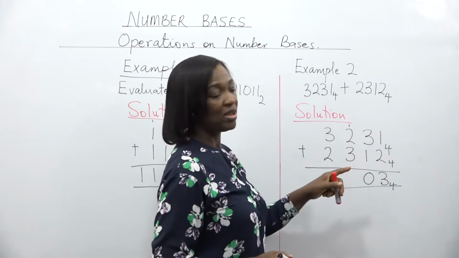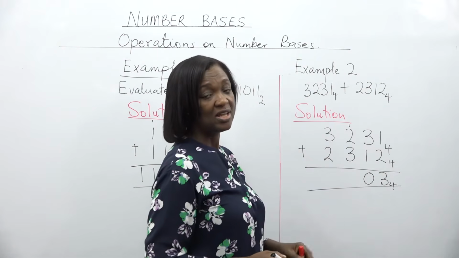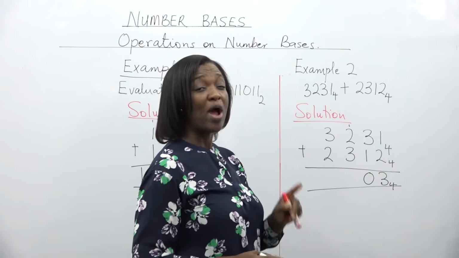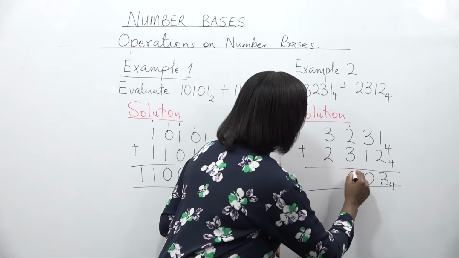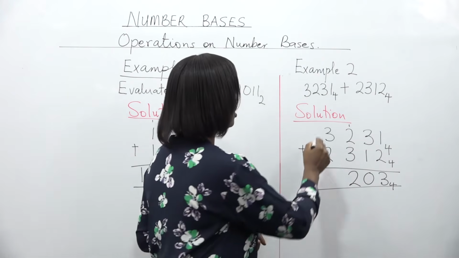1 plus 2 is 3. 3 plus 3 is 6. 6 divided by 4 is 1, remainder 2. So we write the remainder 2, and we carry the 1.